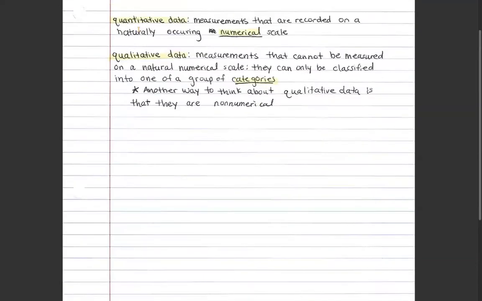And then last but not least, we have quantitative data. That's measurements that are recorded on a naturally occurring numerical scale. And then we have qualitative data, measurements that cannot be measured on a natural numerical scale. They can only be classified into one of a group of categories. Another way to think about qualitative data is that they are non-numerical. So if the data is numerical, it's quantitative. If it's not numerical and categorical, then it's qualitative data.